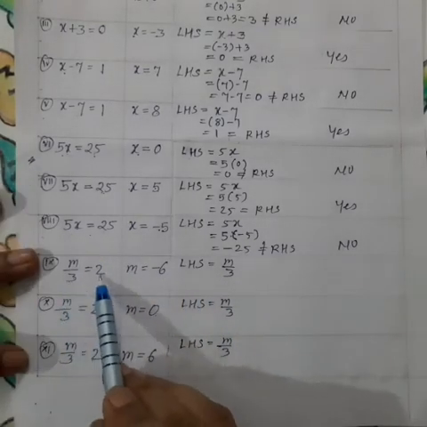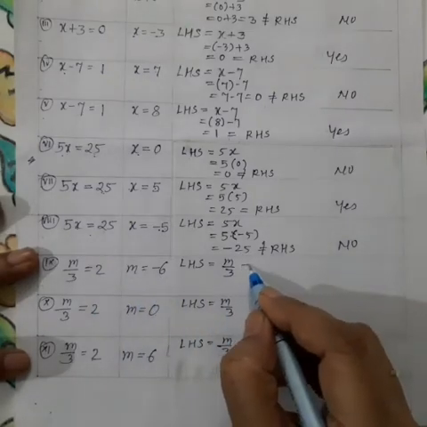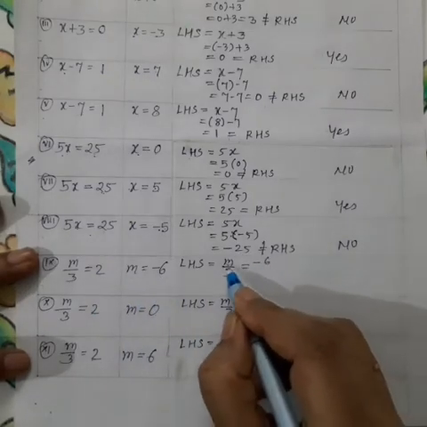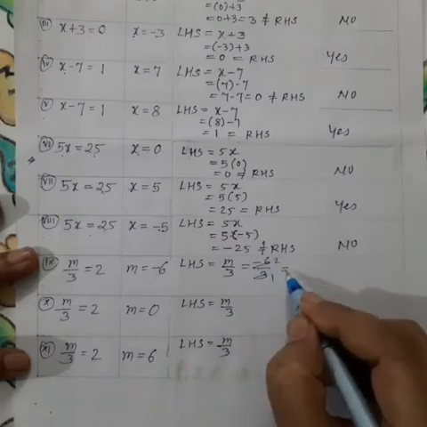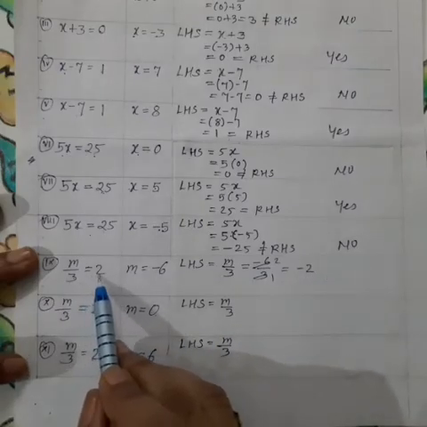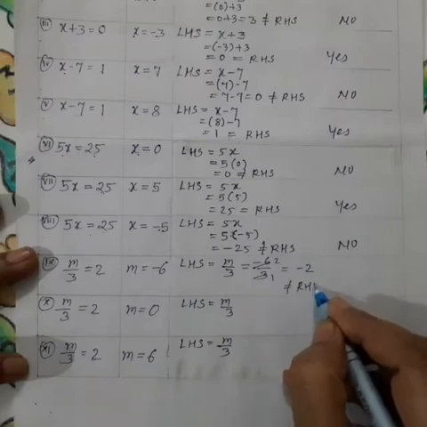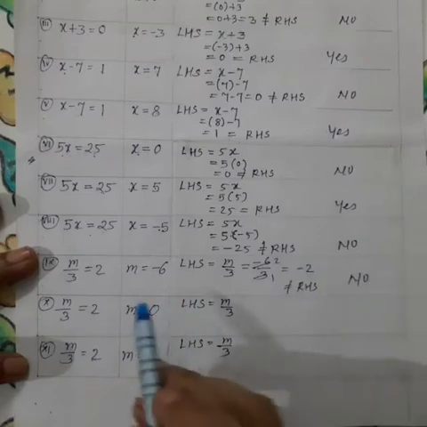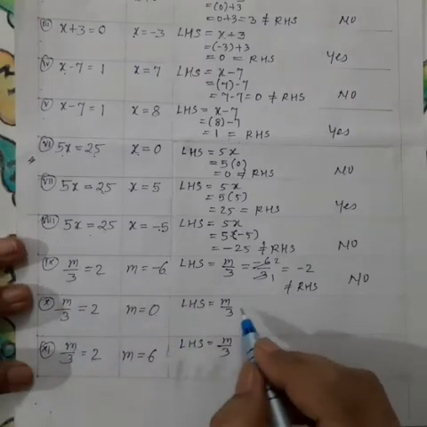m by 3 equal to 2, and we have to put m equal to minus 6. So at the place of m, minus 6 by 3. 3 1s are 3, 3 2s are 6, but the minus sign is there, so we will get minus 2, but our right hand side is 2. So it is not equal to our right hand side. So no, m equal to minus 6 is not the solution of this equation.